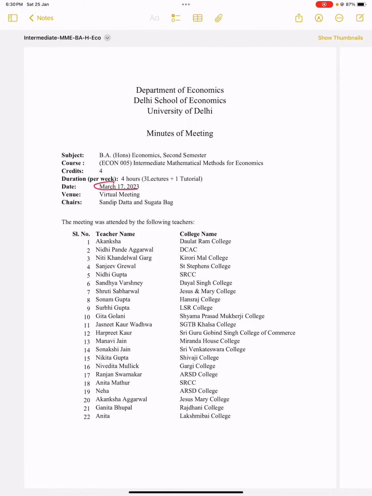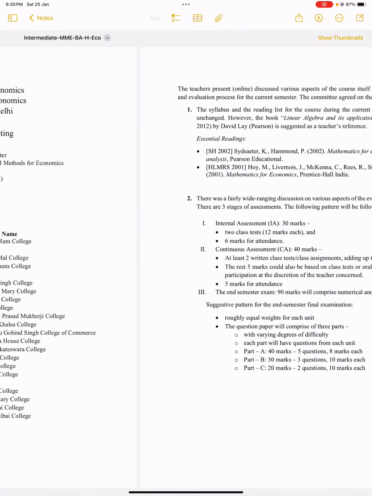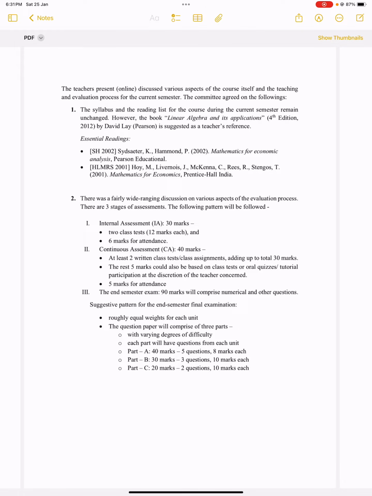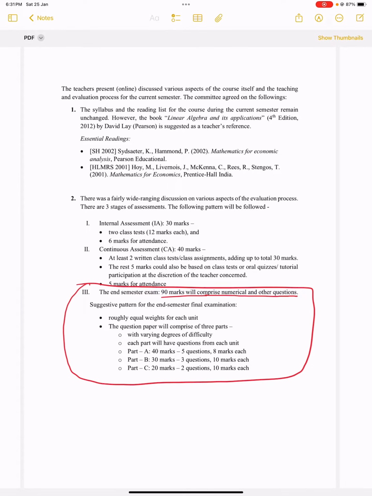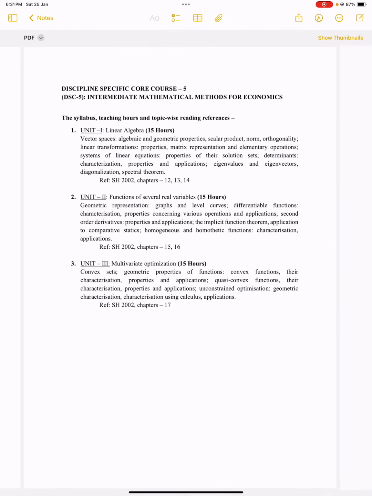so this was for March 17, 2023. So the structure of the paper was in this manner: 90 marks comprise numericals and other questions, roughly equal weights for each unit. So there were, I'll show you how many, 3 units: linear algebra 15 hours, chapters 12, 13, 14; functions of several real variables, chapters 15 and 16; and then unit 3, multivariate optimization, only chapter 17.